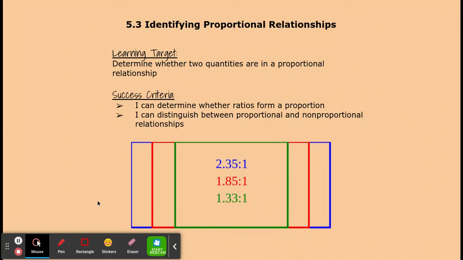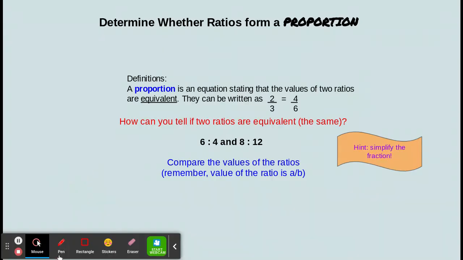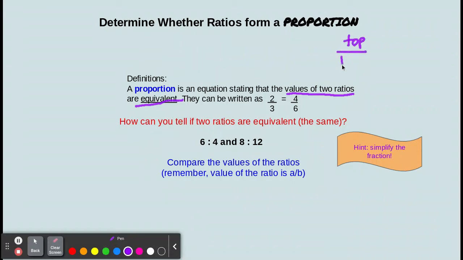5.3, identifying proportional relationships. In this section, we will determine whether ratios form a proportion. But what is a proportion? A proportion is an equation stating that the values of two ratios are equivalent. Okay, so the values of two ratios are the same. So how do we find the value of ratios? Remember, it's the top over the bottom.